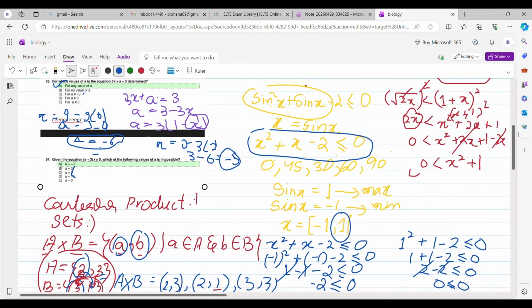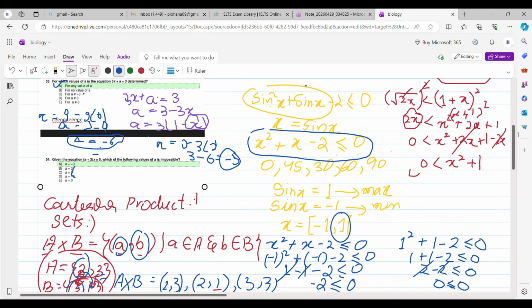Now we are going to solve our very last question, and that's actually very easy as well. Given the equation a plus 3 x is equal to 5, which of the following values of a is impossible? What value of a will be impossible? We need to check that.